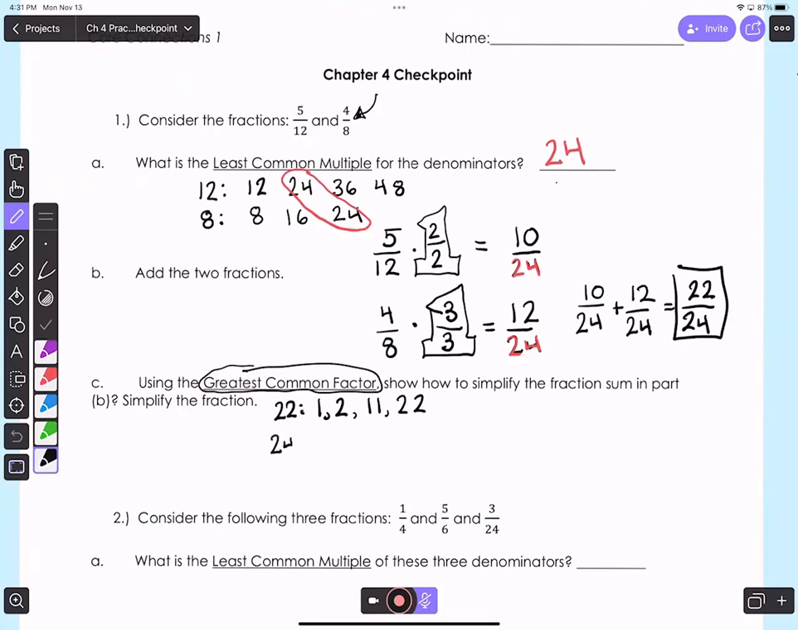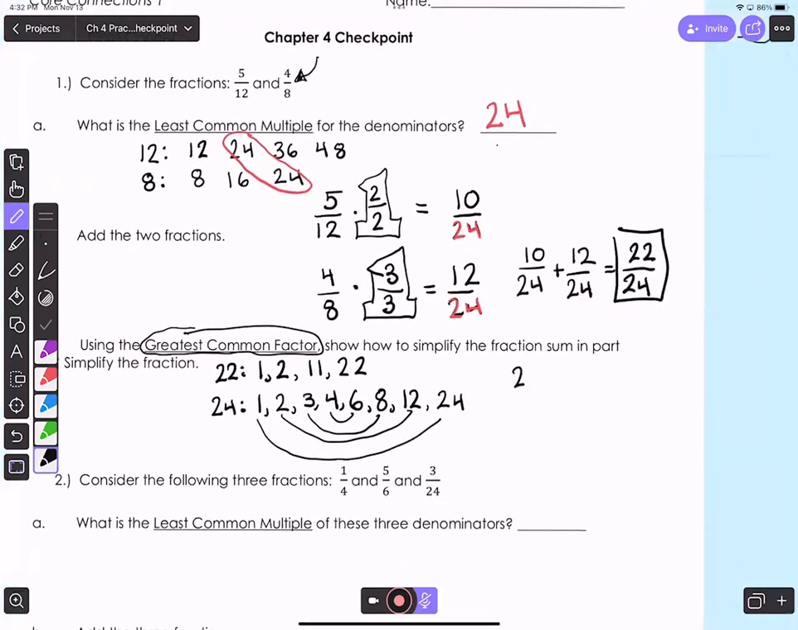Then 24 has some more factors. 1, 2, 3, 4, 6, 8, 12, 24. And what I like to do to check is I make sure I have pairs. So the pairs I connected multiply to get 24.